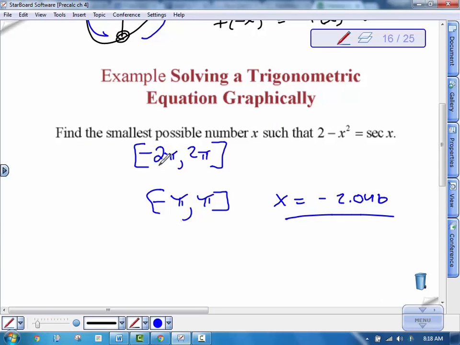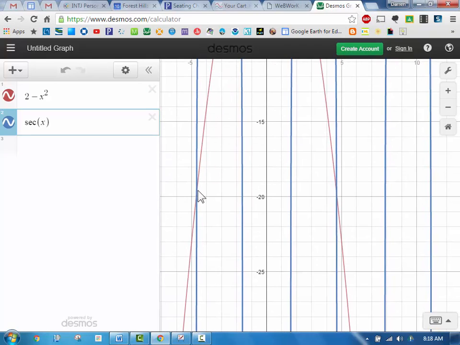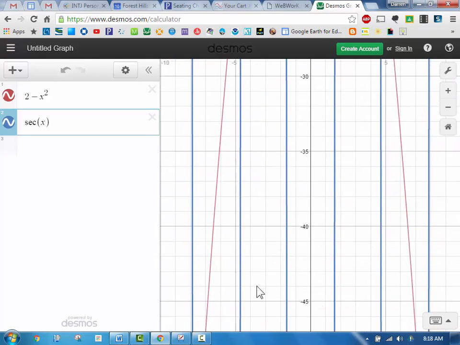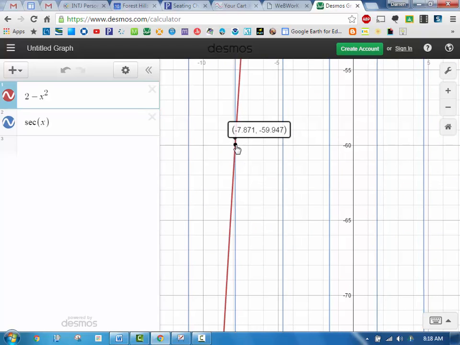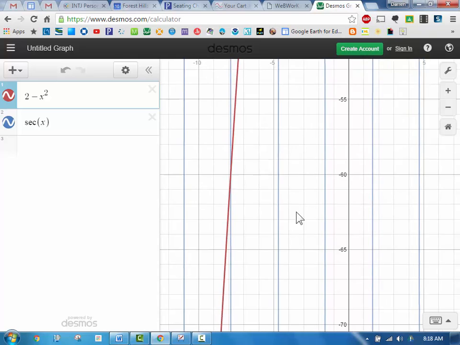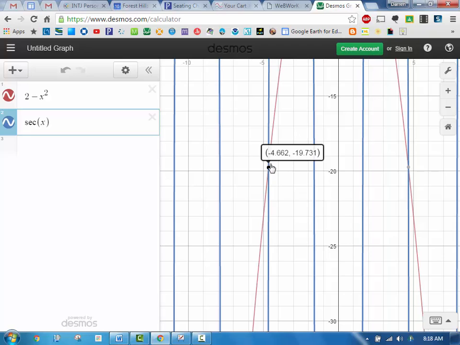And if I was looking for a solution, the smallest possible x between negative 2 pi and pi, then I could go back further. Obviously this one would work. Let me check the next one. Next one's down here. That's outside of 2 pi because negative 2 pi would be negative 6.28. So I'd have to use this x value right here as my smallest one, negative 4.662.